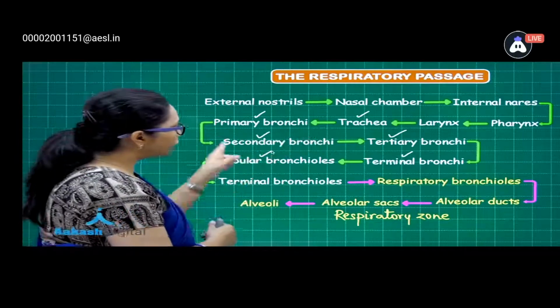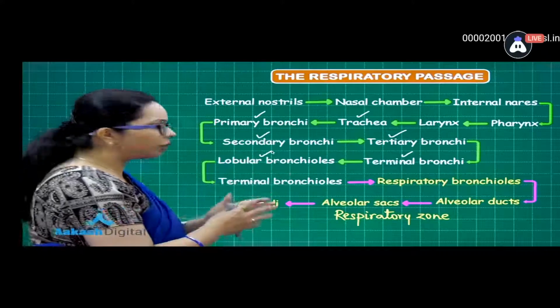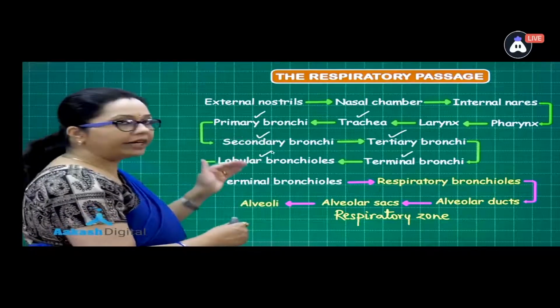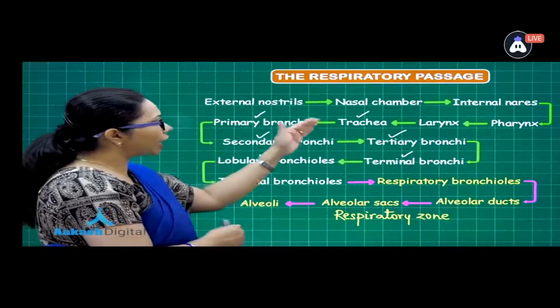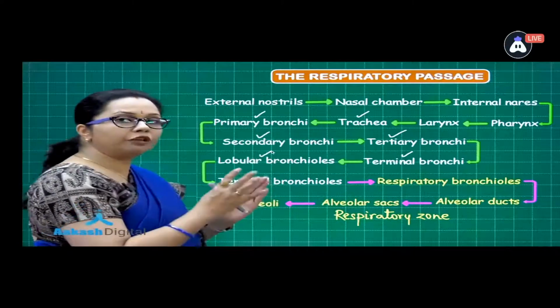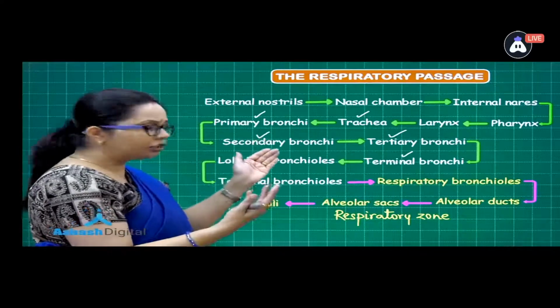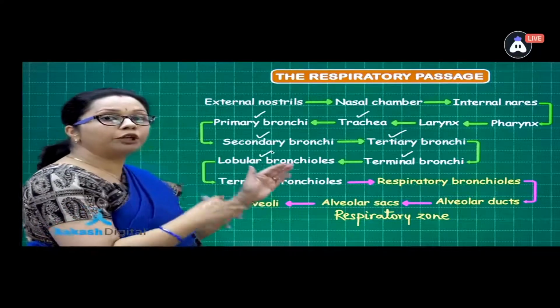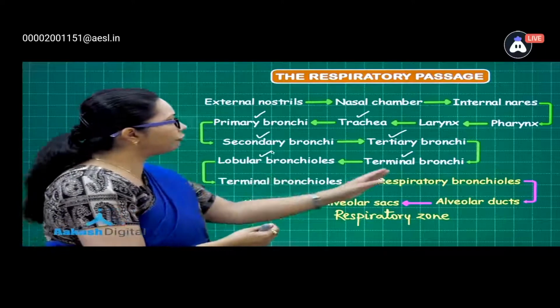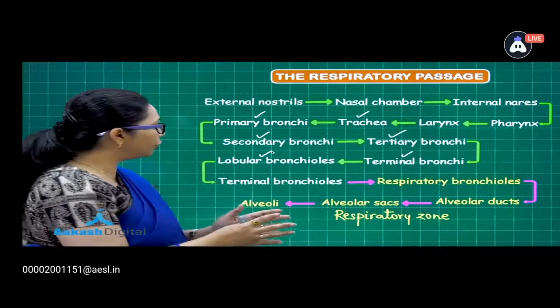Then all along the respiratory tract, it is not pseudo-stratified epithelium. Rather, as it is becoming thinner and thinner, there is gradation. So that means it started with pseudo-stratified epithelium, then later in the middle part it will become simple columnar with cilia, and then it would be simple cuboidal, and finally from respiratory bronchioles onwards it becomes simple squamous.